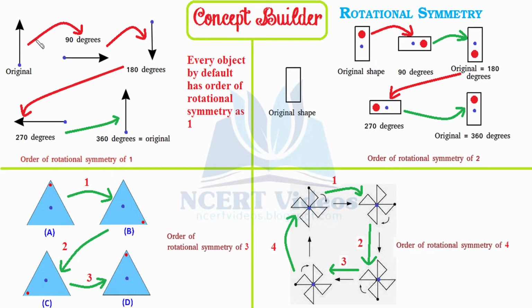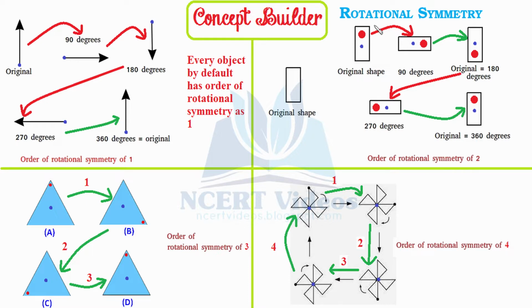If you rotate an object and its new position is very similar to its previous one, then we say that the object is symmetrical when rotated, or has a certain order of rotational symmetry. So that is the basic idea about rotational symmetry.